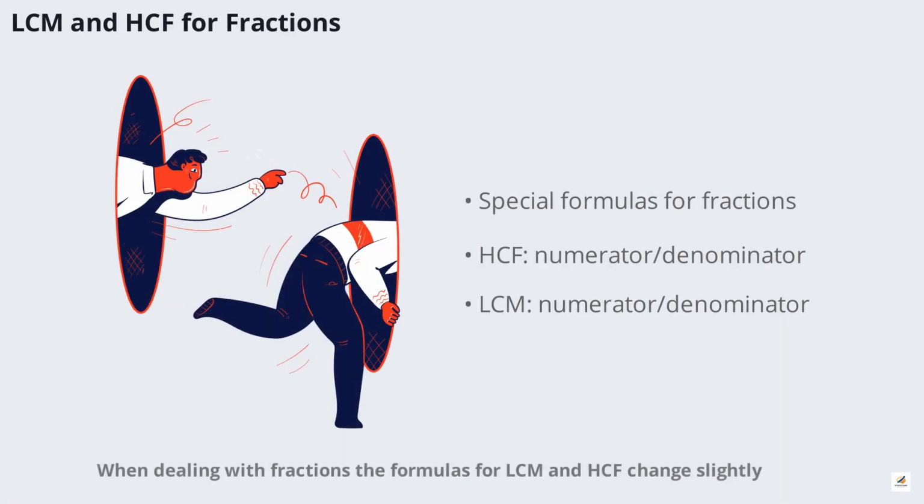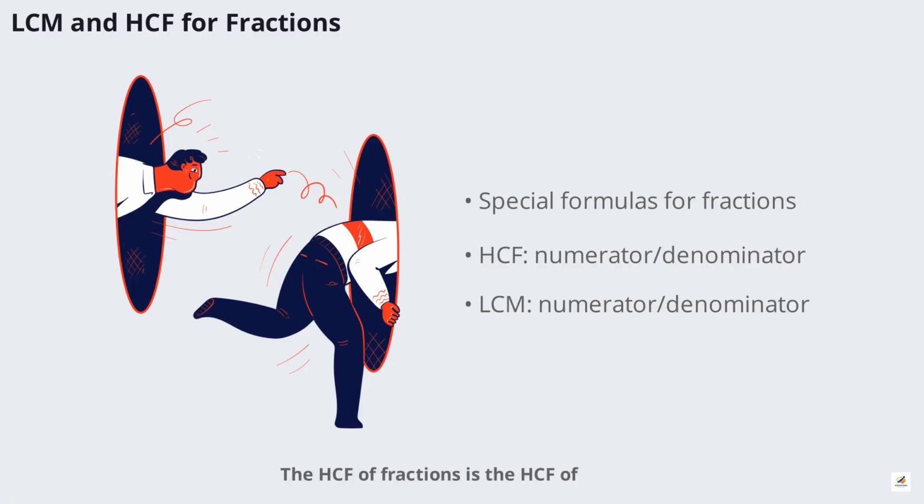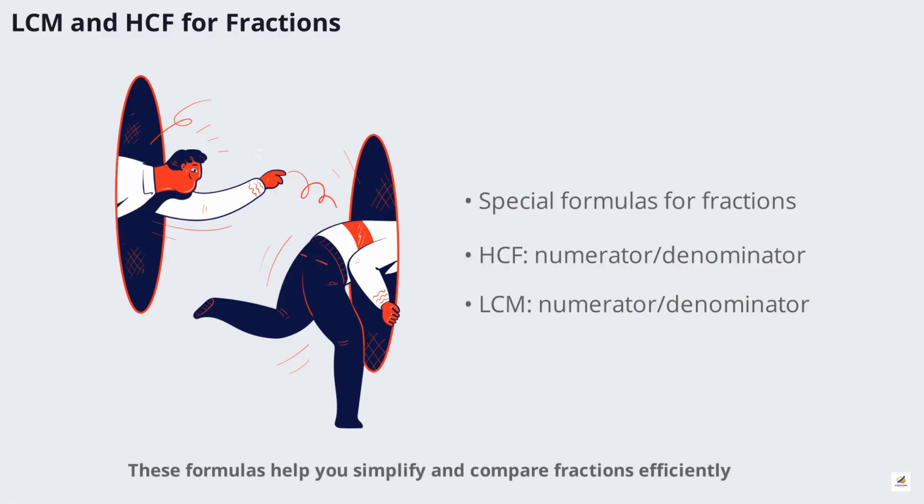In dealing with fractions, the formulas for LCM and HCF change slightly. The HCF of fractions is the HCF of the numerators divided by the LCM of the denominators. The LCM of fractions is the LCM of the numerators divided by the HCF of the denominators. These formulas help you simplify and compare fractions efficiently.